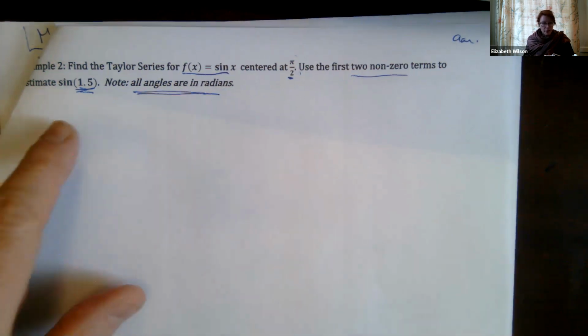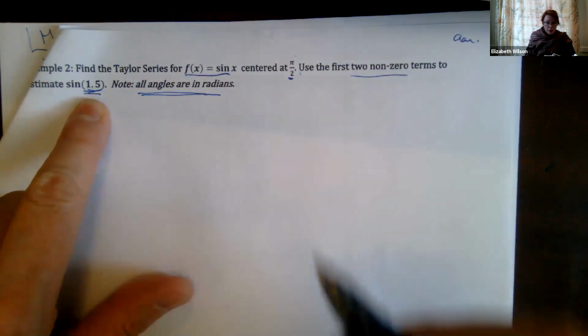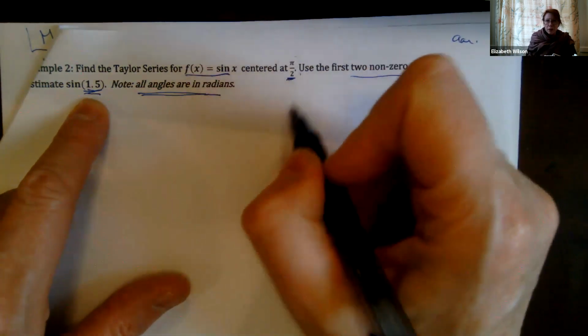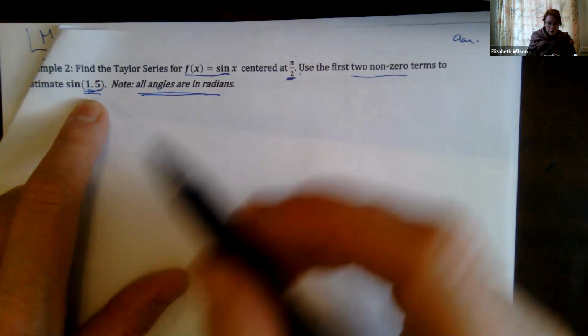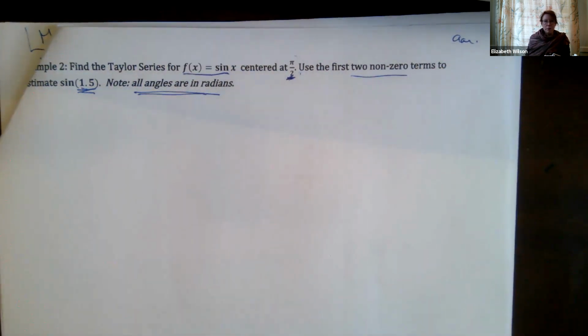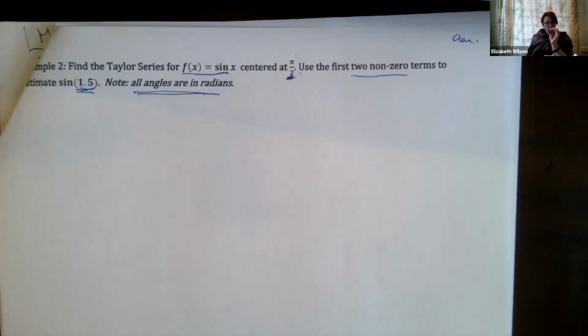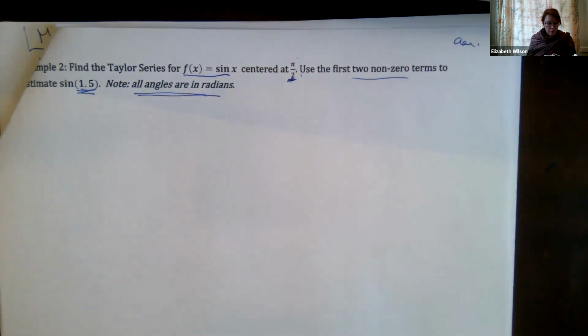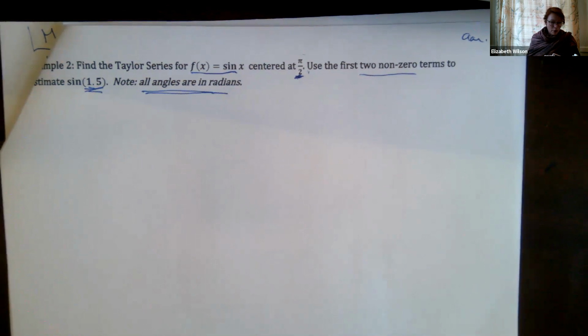So we're looking to estimate sine of 1.5, so we're going to center it really close to 1.5. Right? If I centered my polynomial approximation at 0, my estimate of sine of 1.5 would not be as good. So we reduce the error by focusing our attention and our polynomial in the same spot. Okay, so enough about that. Let's go ahead and jump right into our example here.